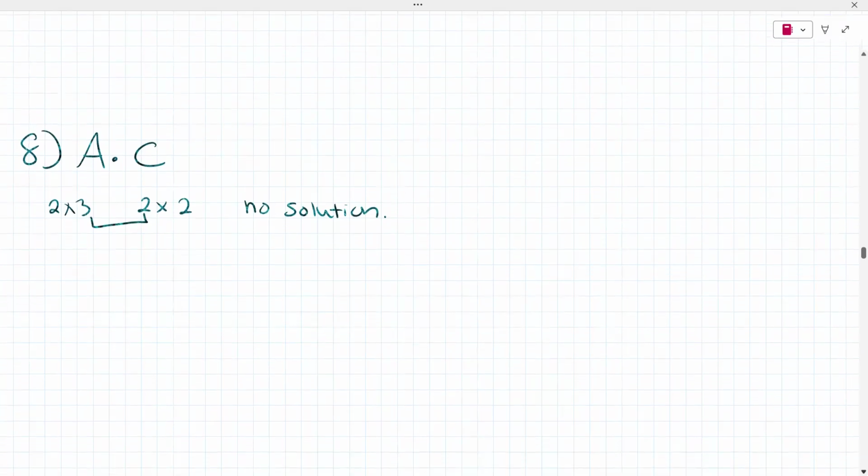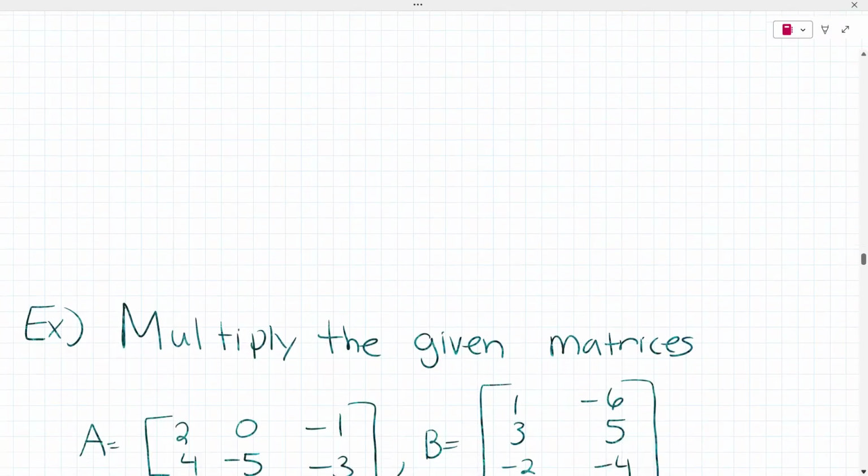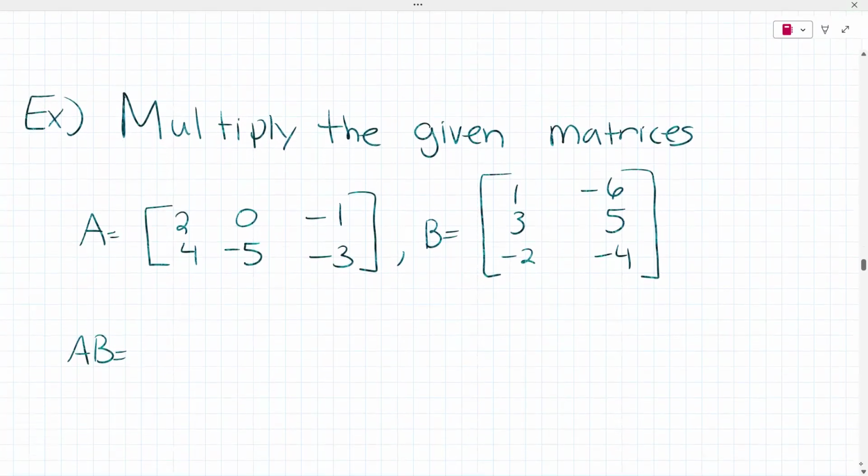Okay, let's practice more on multiplying matrices. So let's do this example. Let's say you have the matrix A, which is a 2 by 3. And then let's say you have matrix B, which is a 3 by 2. Can you multiply these out? So you have a 2 by 3 by 3 by 2, right? Yes, because these two numbers are the same, and then your final outcome will be a square matrix, 2 by 2.